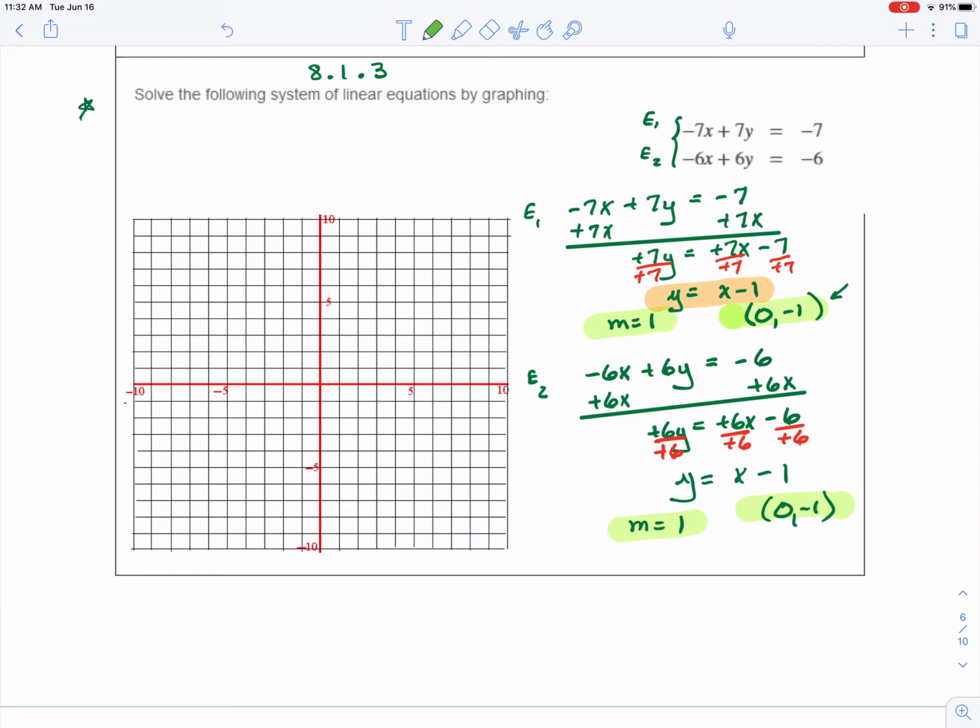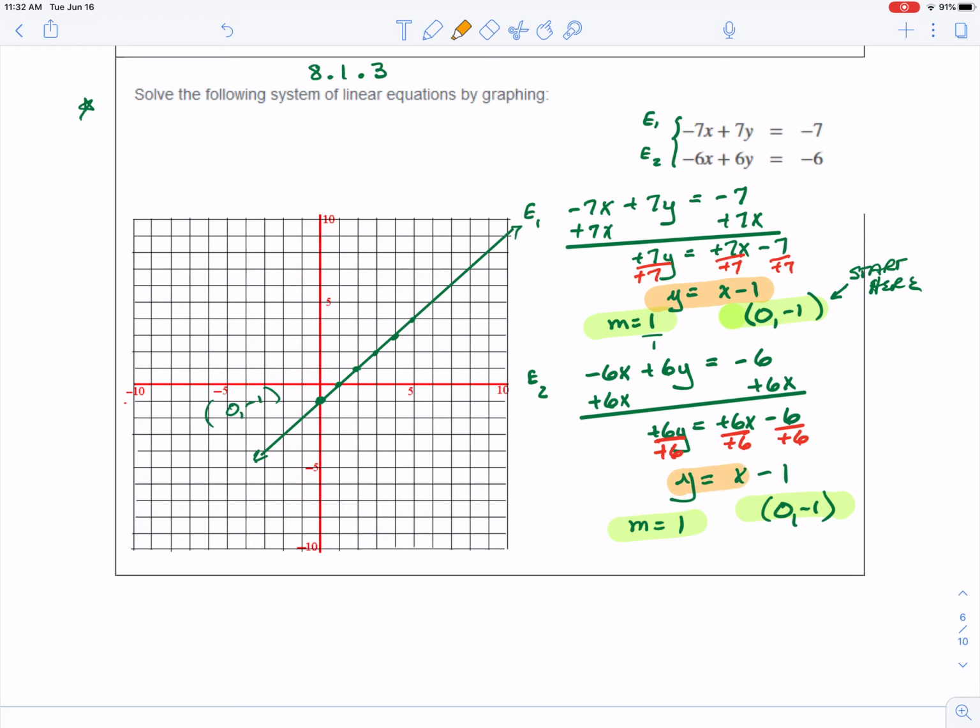So I'm going to go over here and graph. Remember, we start here. So there's 0, negative 1. And then the slope is 1, and I'll read that up 1 over 1, up 1 over 1, up 1 over 1. So I'm sketching in those all the points on that first equation. All right, so then I went to equation number 2, and again I solved explicitly for y.